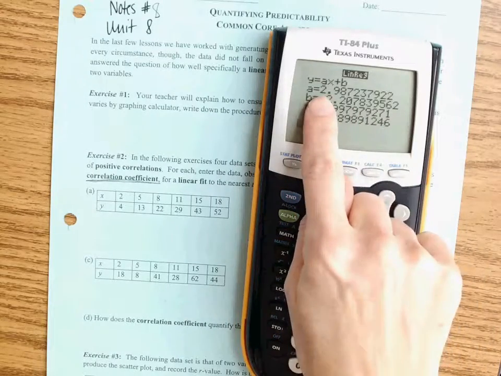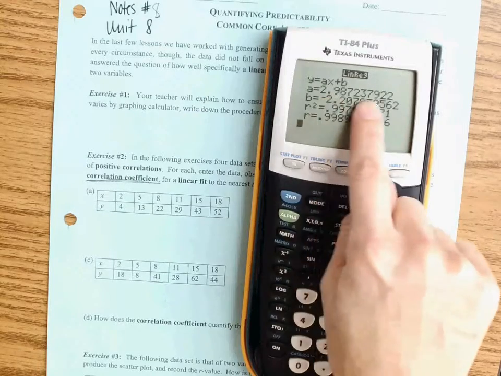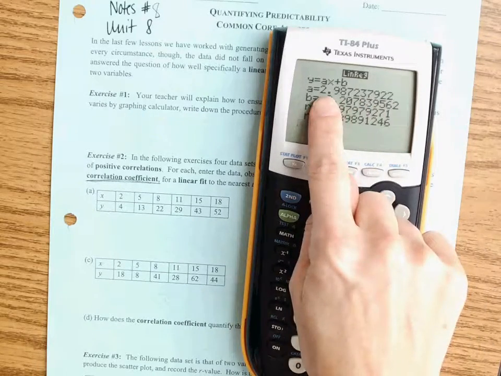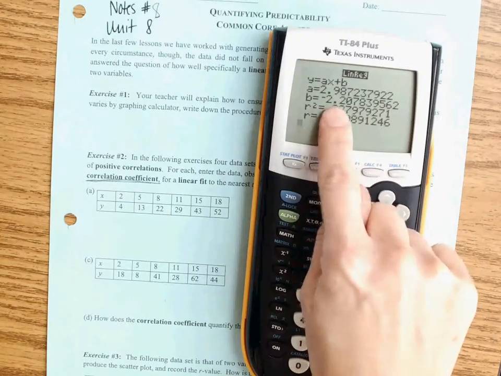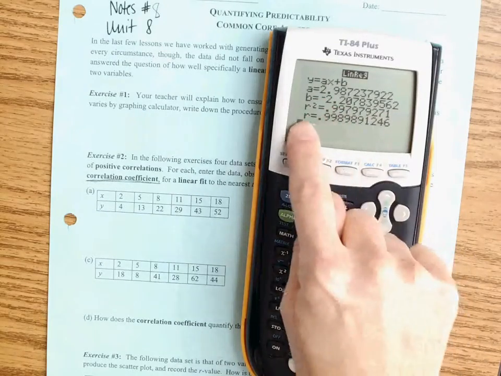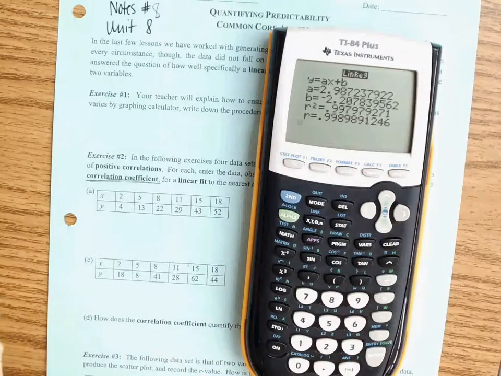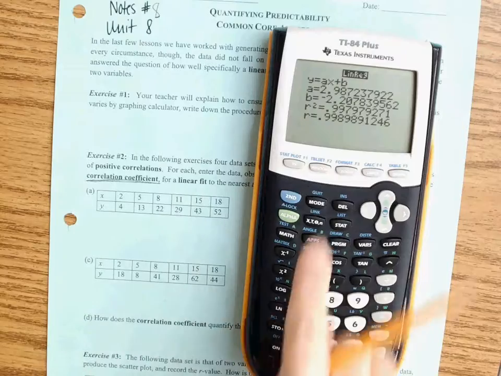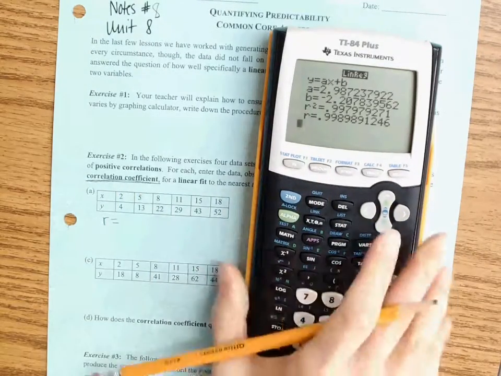What's really cool is that it actually gives us our slope. So there it is, our slope, and we could write a linear equation. Here's our starting point, negative 2.2. There's also R squared, but we're more interested in something called R. R is going to be our correlation coefficient. That's what we're going to write down for part A, and we're going to round to the thousandths.